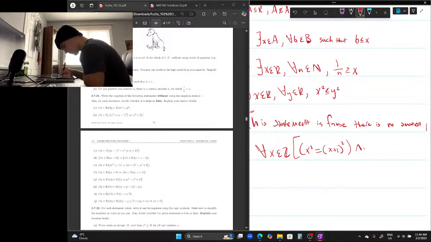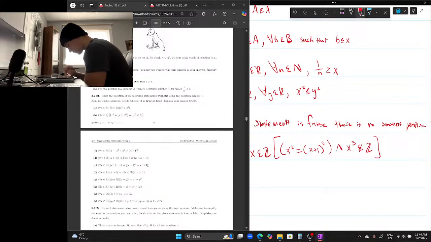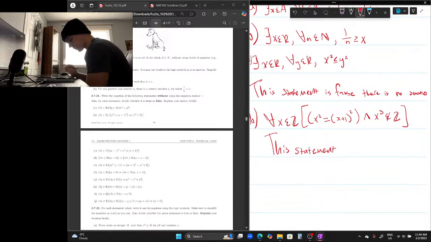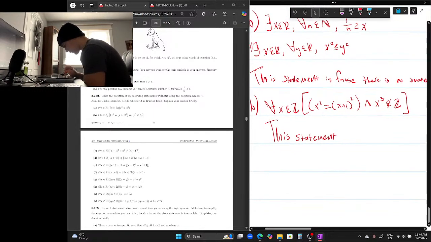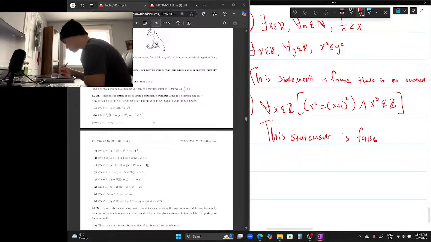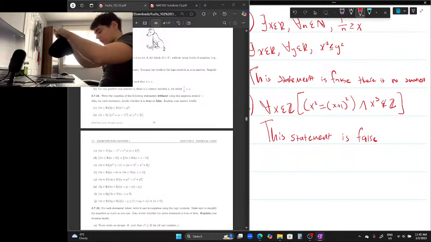And x cubed is not in Z. I don't even know what to make of this statement, to be honest. So for all x, x squared is equal to x plus 1. I think this statement is false. I don't think this statement is true, because if you had, let's say, 9 squared, well, 9 squared is not equal to 10 squared.